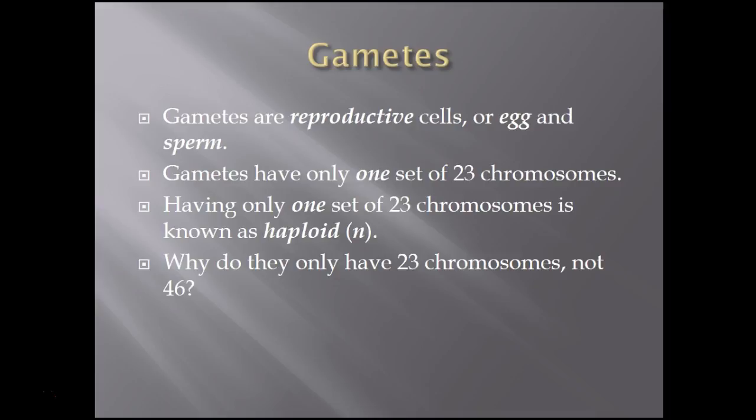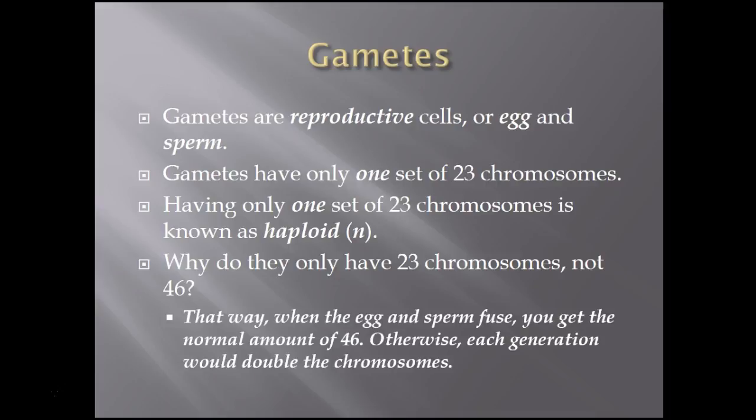Gametes are reproductive cells or sex cells, eggs and sperm. So they only have one set of chromosomes, and that's known as being haploid. Notice that's symbolized by just n. So n is the haploid number for any organism. So you might know the answer to this question: why do sex cells only have 23 chromosomes and not 46?